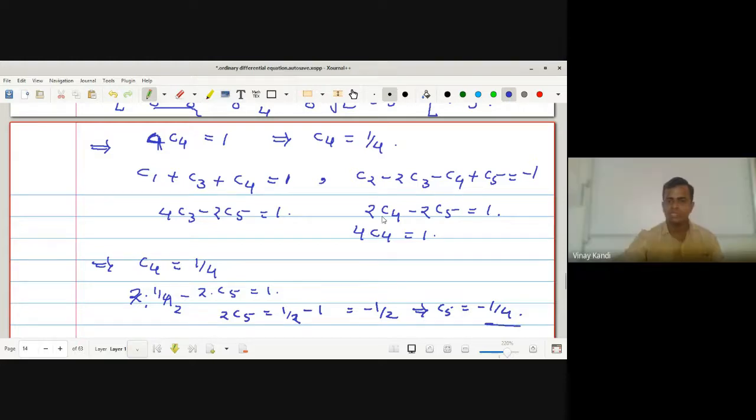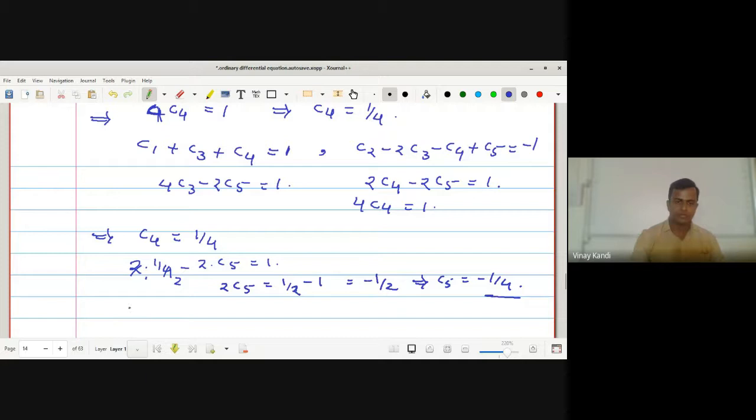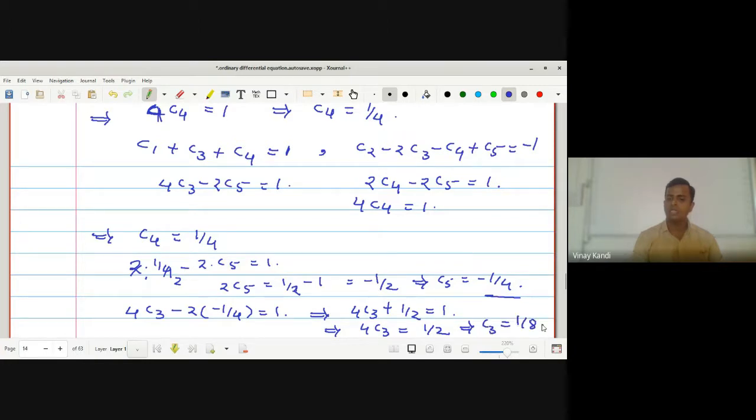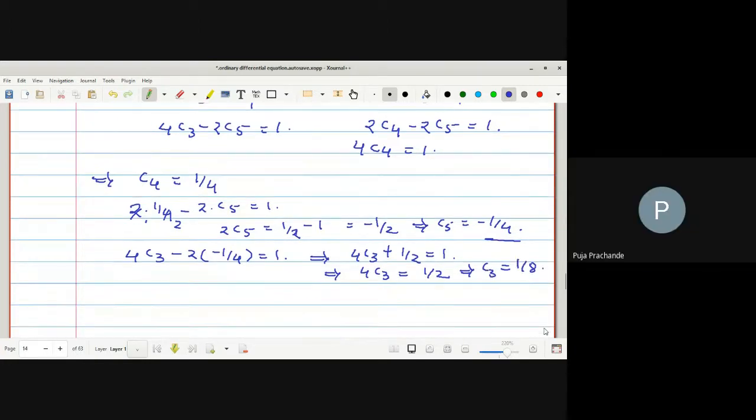आता हे C4 C5 कशात ठेवायचे? C5 ह्याच्यात ठेवा. ओके, 4C3 minus 2 into minus 1 by 4 which is equal to 1, which implies 4C3 plus 1 by 2 which is equal to 1, which implies 4C3 is equal to 1 minus 1 by 2, 1 by 2, which implies C3 is equal to 1 by 8. आलाय का? Yes, sir.